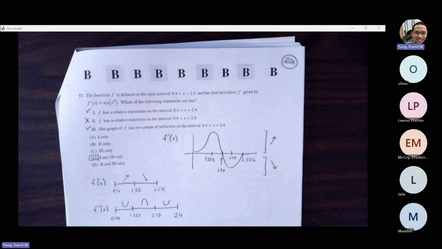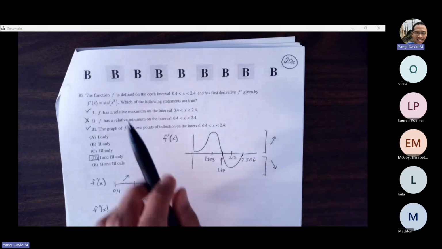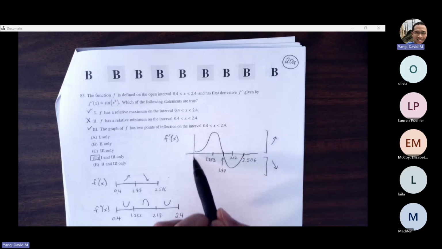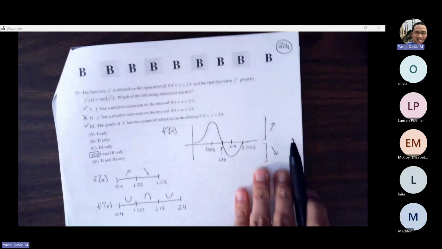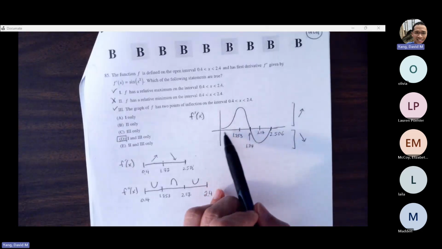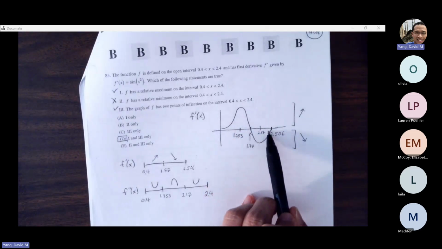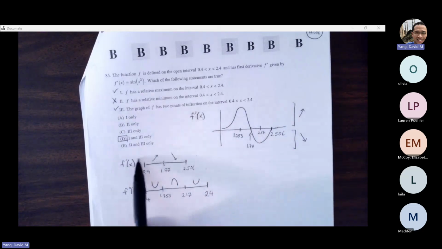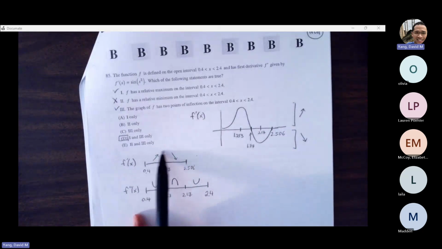Page 20, f prime is given, and we just put it in the calculator. Which of the following statements is true? So understand we're trying to interpret an f prime graph. If we're interpreting an f prime graph, then we know that any x-intercepts will be places where your slope is 0. Above is positive slope of the original function. Below is negative slope. So I'm just going to create an f prime sign line here.